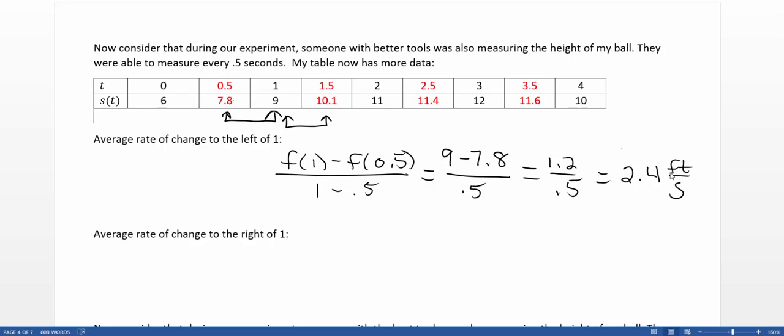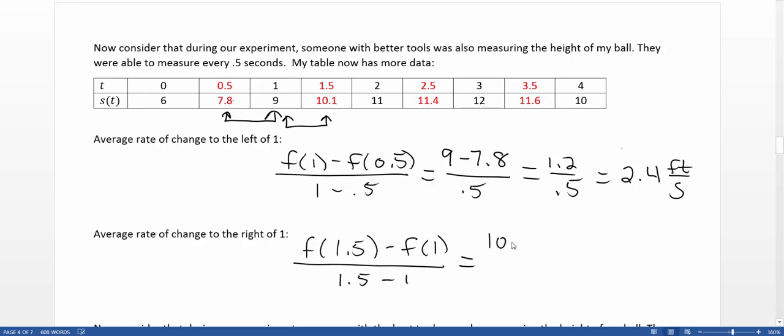Similarly, we're going to calculate the average rate of change to the right of 1 using the closest point to the right, which is now the 1.5. So we're going to have f of 1.5 minus f of 1 divided by 1.5 minus 1. So that's going to give me 10.1 minus 9 divided by 0.5. So that's going to give me 1.1 divided by 0.5. And when I put that in my calculator, I'm going to get 2.2 feet per second.